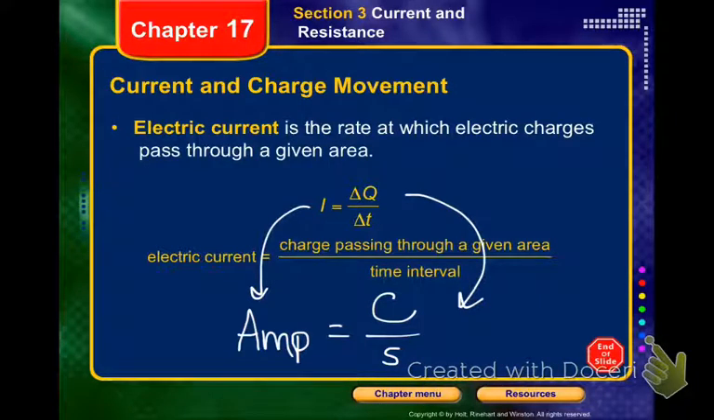The official word for amp is what? That's an abbreviation of what word? Ampere. So A-M-P-E-R-E, ampere. So we just say amp. So that is coulombs per second.